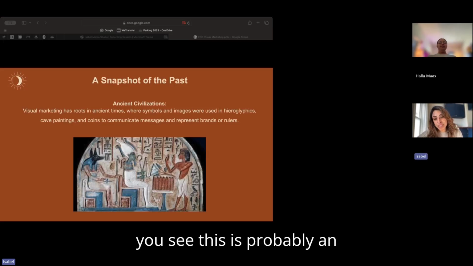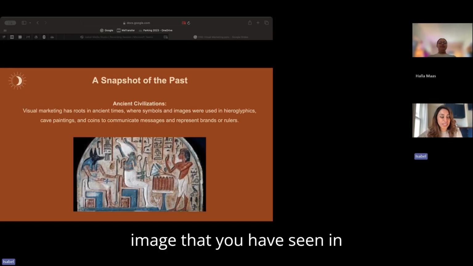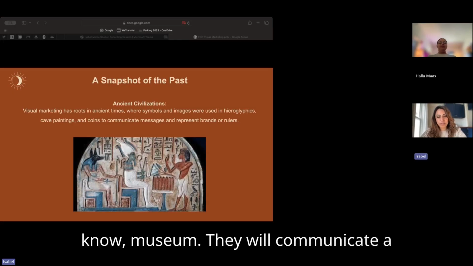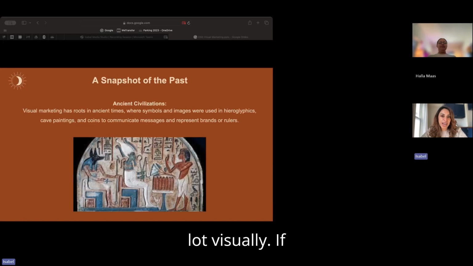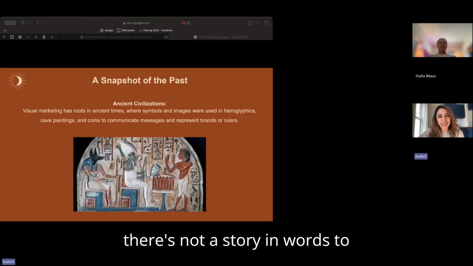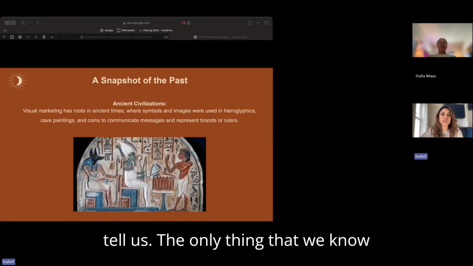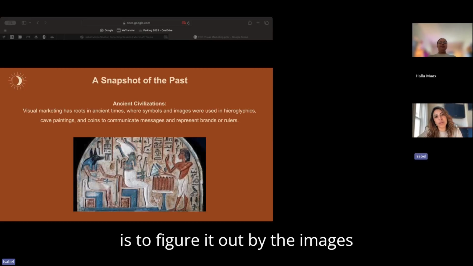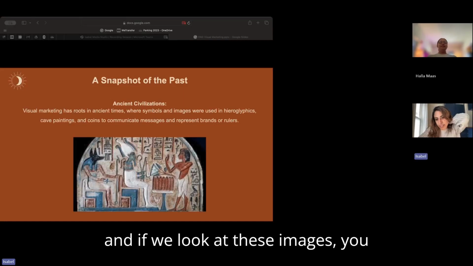through images. This is probably an image that you have seen in your textbooks or in a museum. They communicate a lot about how ancient civilizations used to live. And there's nothing written, no story in words to tell us. The only thing we have is to figure it out from the images.